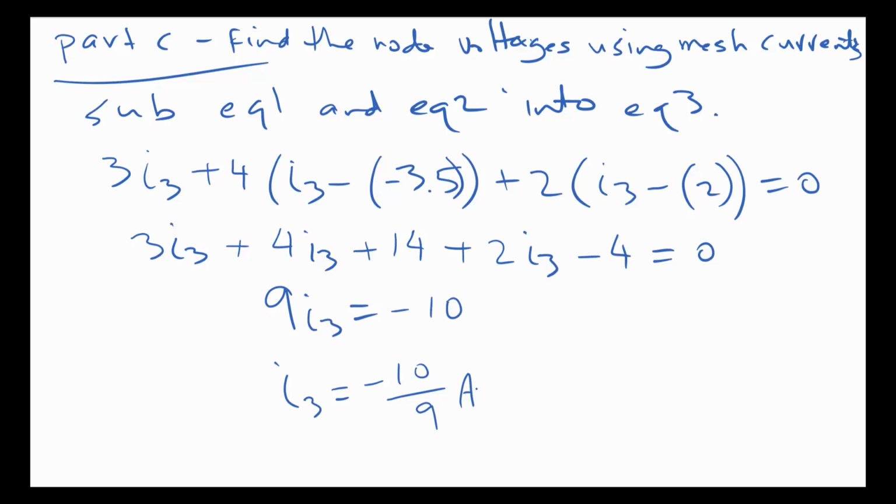Okay, so now we're going to use the mesh currents to solve for the node voltages. So now, knowing the mesh currents, we can solve for the node voltages. So let's do VC first. And so what we have is a circuit that looks like this.